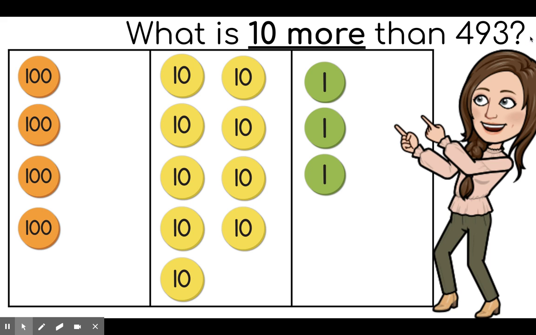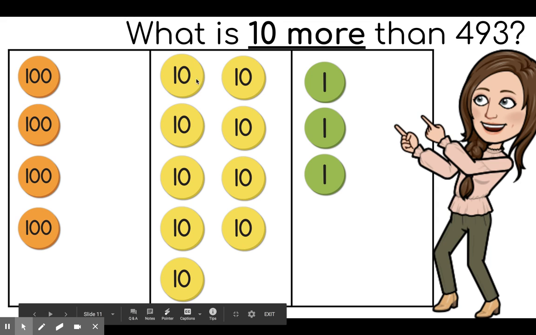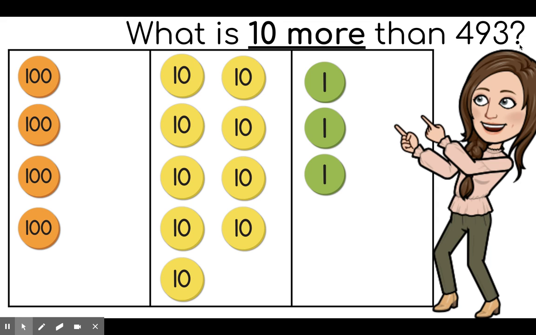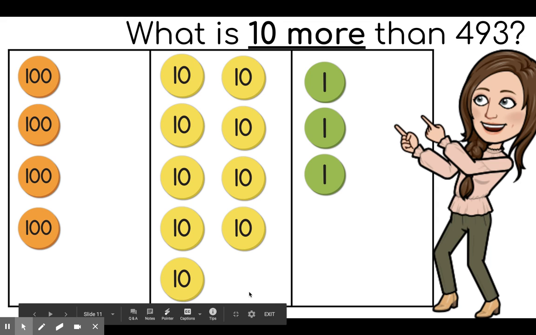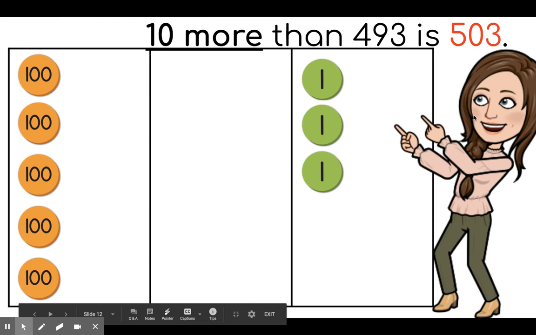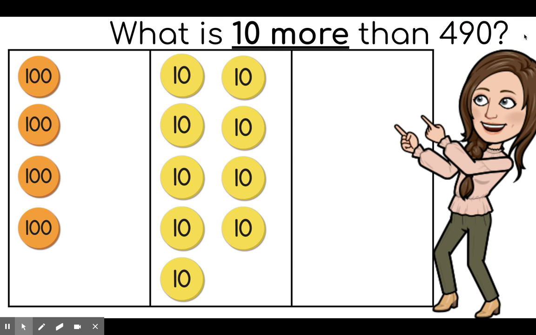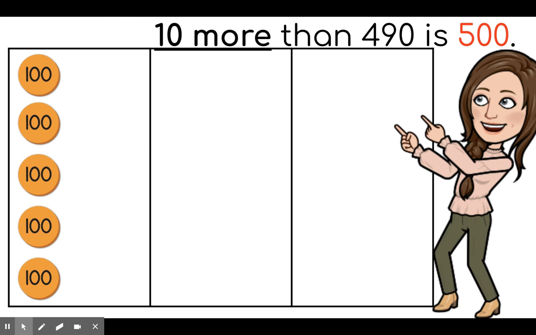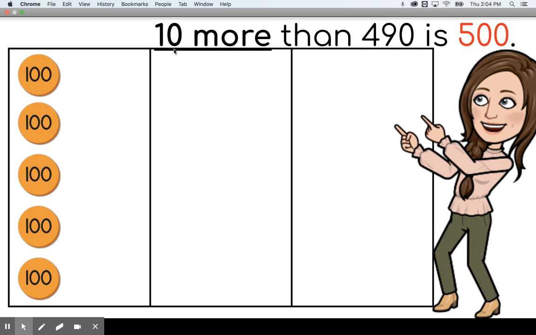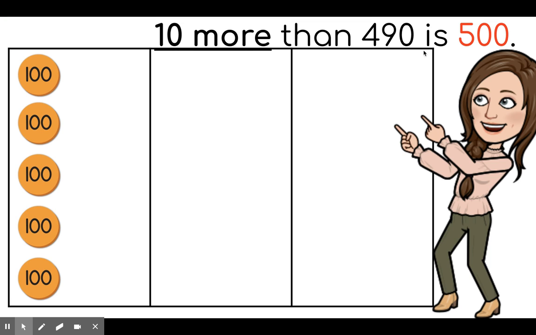What is 10 more than 493? We're going to add back our group of 10. So what is 10 more than 493? Picture in your mind another group of 10. 503. You're right. 10 more than 493 is 503. What is 10 more than 490? 500. Read it with me. 10 more than 490 is 500.